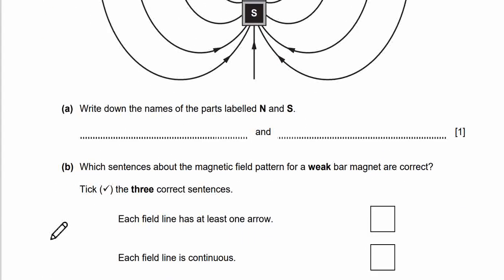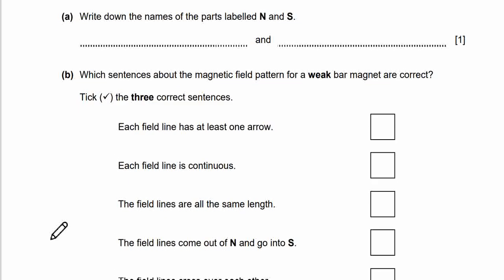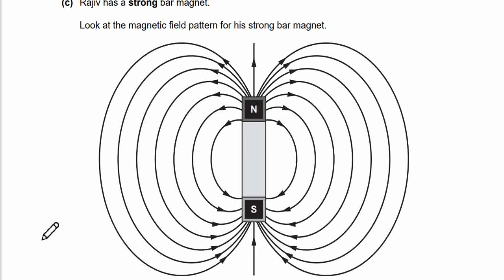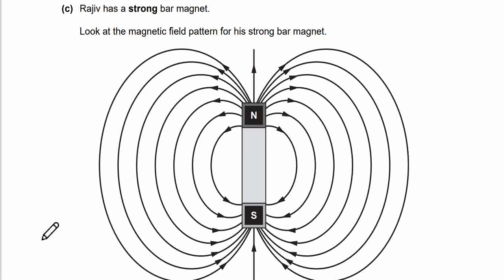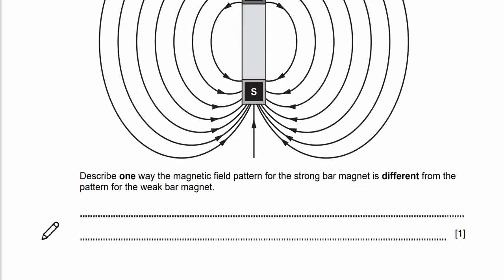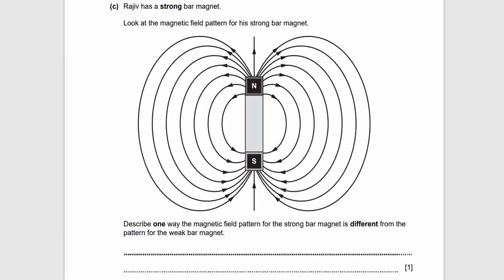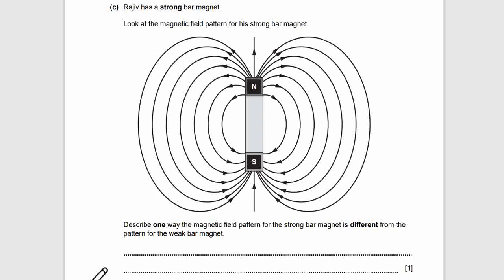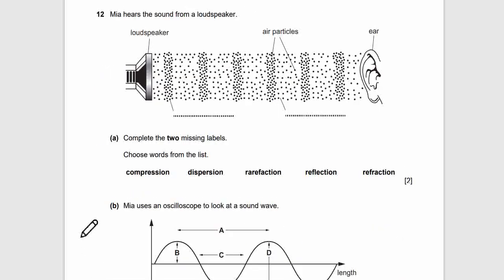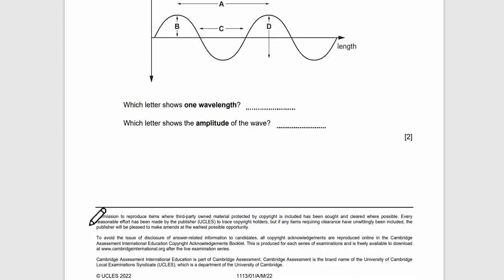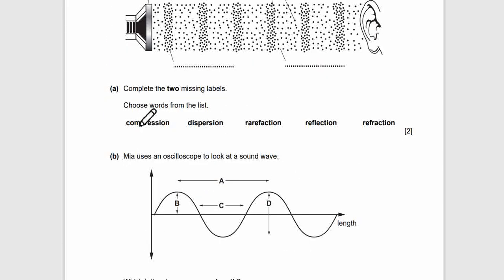This is question 11A and 11B. Next is 11C. There you go, 11C. Next is question 12A, 12B, and then that's it. This is the last question.